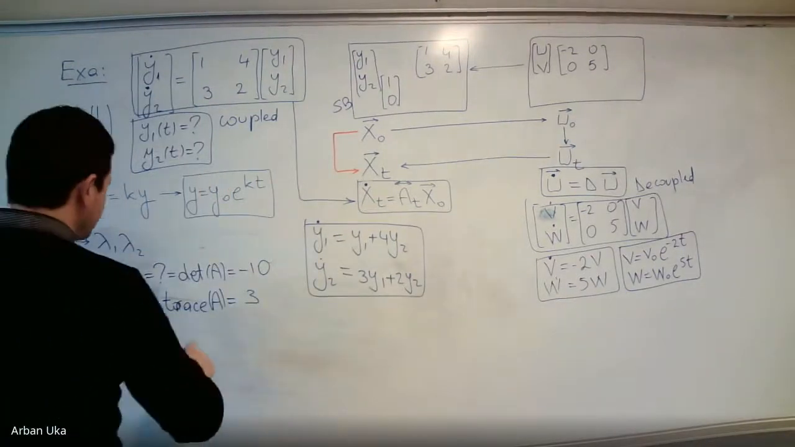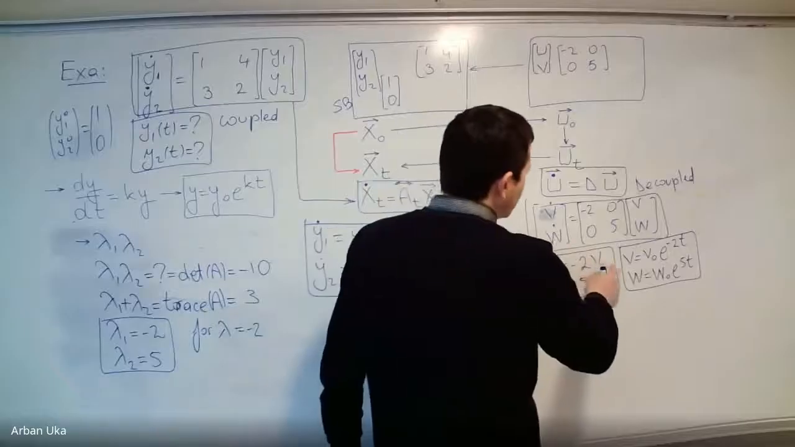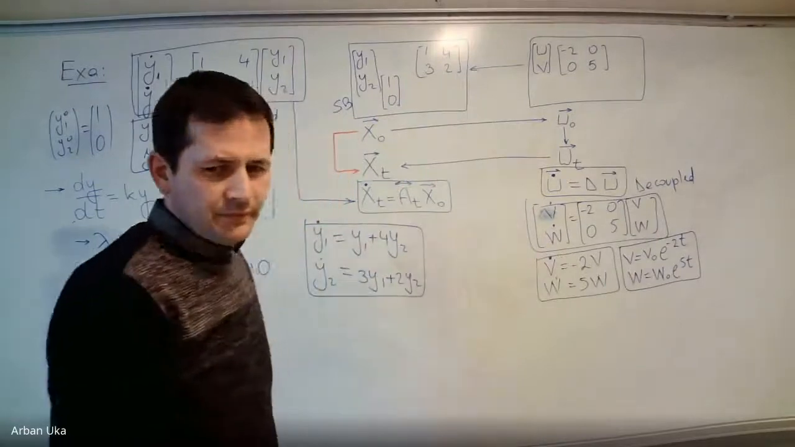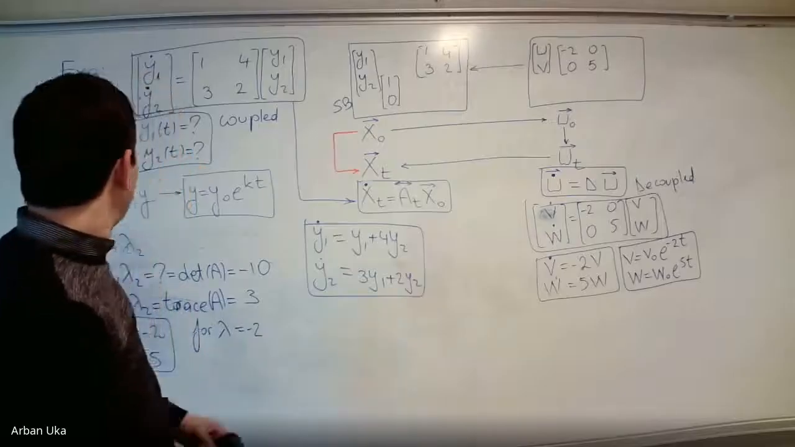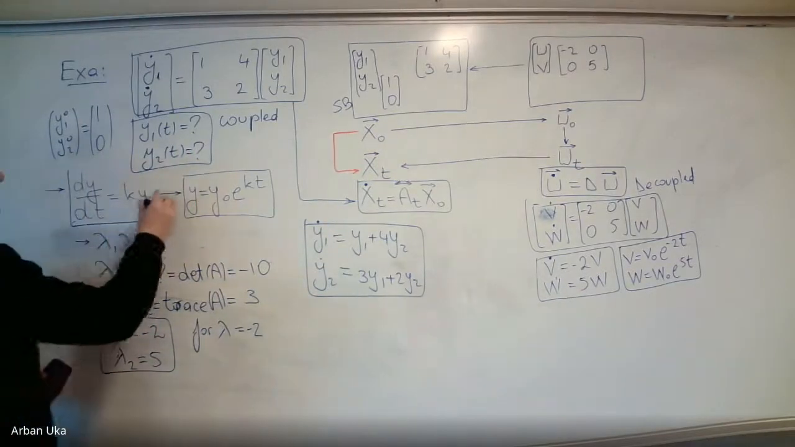Can I ask something? Yes, sure. Why do we write this v equals v0 times e to the power of -2t and the other one? Is there a rule? Because we need to solve the differential equation. So it's a rule. Yes, it's a rule because we saw it here. So that's the general case.